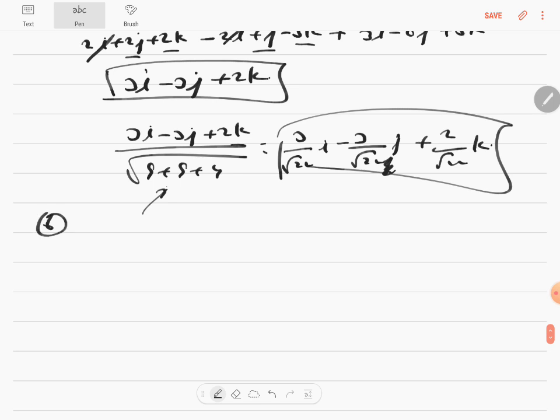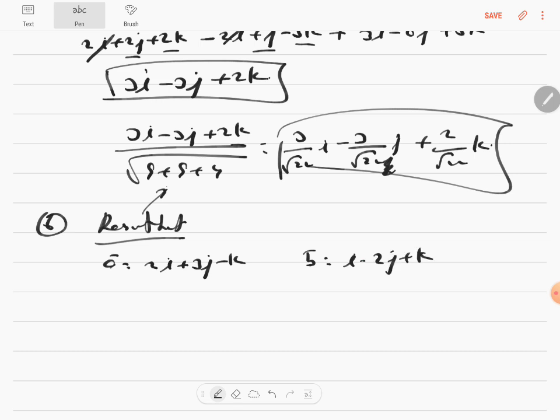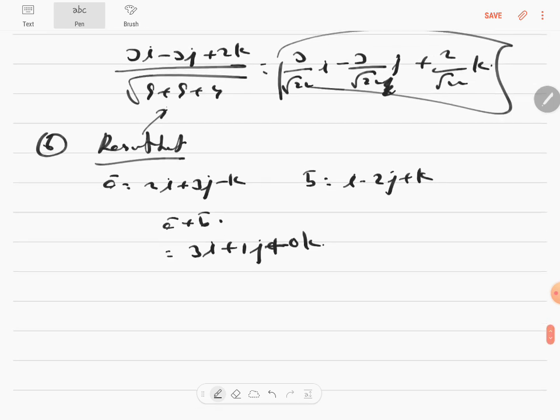Find the vector of magnitude 5 units parallel to the resultant. The word resultant means addition. So it's a vector A, which is 2i plus 3j minus k, and there's another vector B, which is i minus 2j plus k. The resultant of A and B means A plus B vector, which is 3i plus 1j plus 0k. This is what A plus B resultant is.